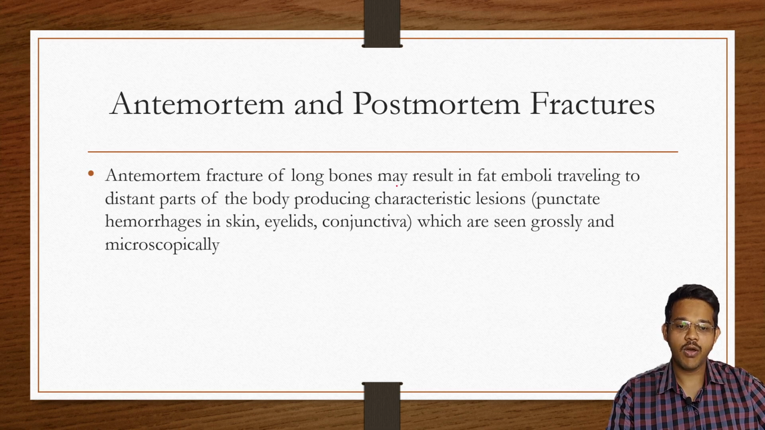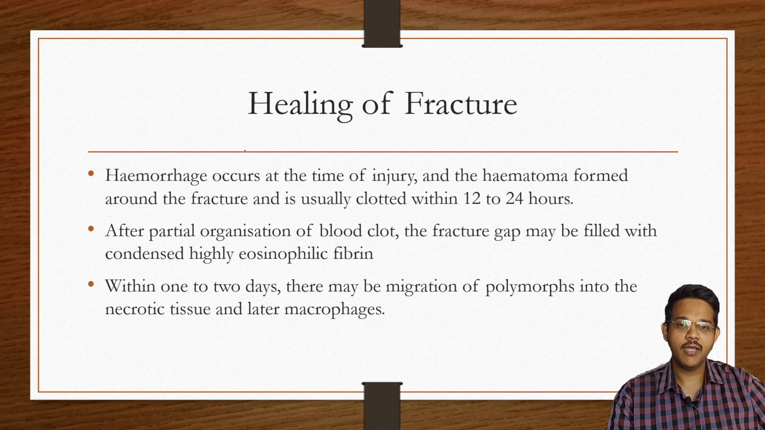Antemortem fracture of the long bones may result in fat emboli traveling to distant parts of the body, producing characteristic lesions like punctate hemorrhages in the skin, eyelids, and conjunctiva. So if fat embolism is suspected, that is a sure sign that there is a chance of antemortem fracture. Now coming to healing of fracture.